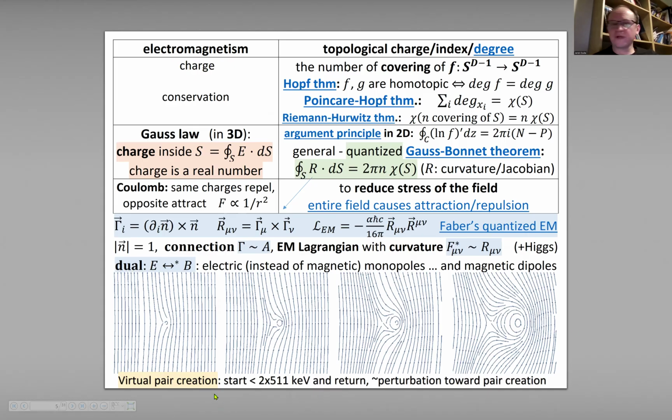Here is some pair creation. For example, for virtual pair creation, we could start this process, go here and go back. So we can start this process even if we don't have the energy to create the pair, but still we have some perturbation or pair creation of vacuum.